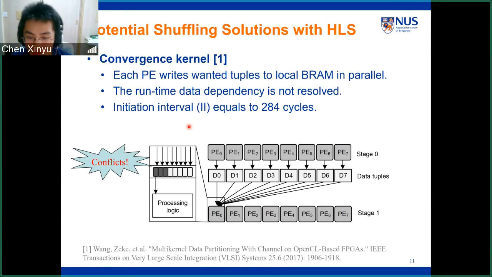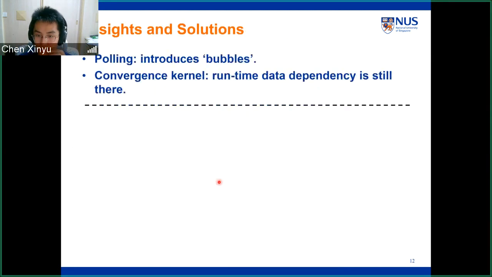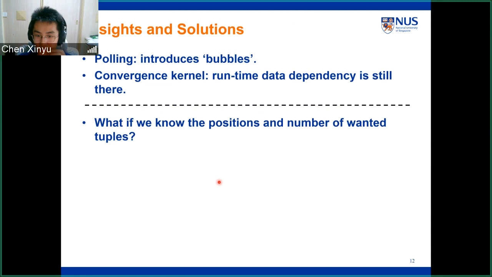Thank you. So basically, this runtime dependency is very costly. The II can be very high, up to 300 cycles. That means this method is even worse than the polling method. So we think the polling method introduces bubbles, and the convergence kernel doesn't solve the problem. So we are thinking, what if we know the positions and the number of wanted tuples to be processed in advance, such that each PE can directly access the wanted tuples, right?